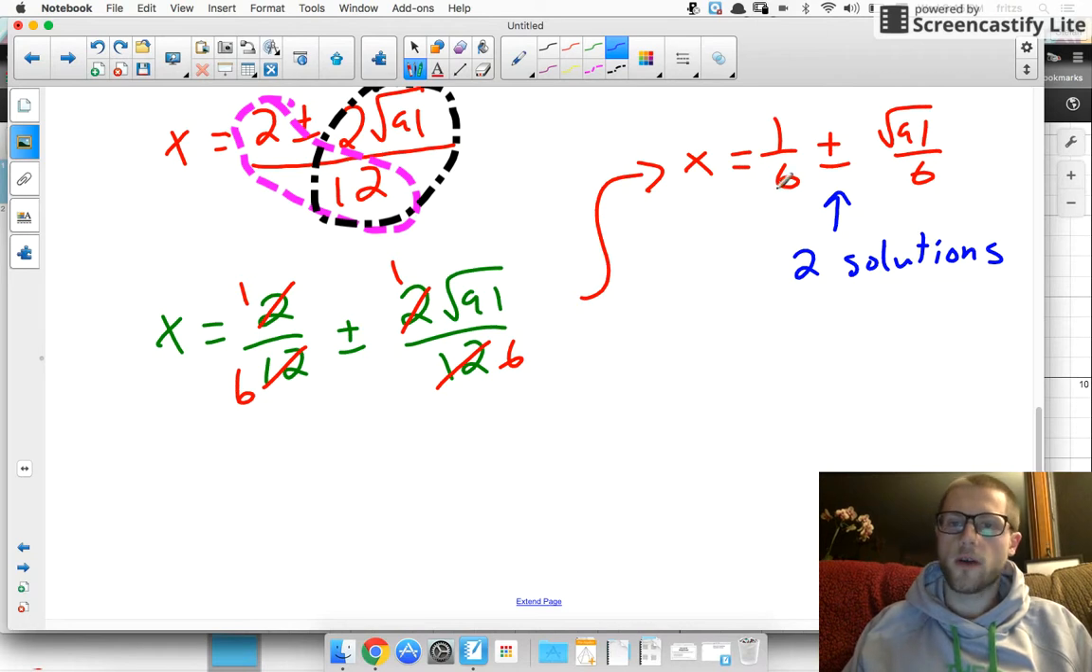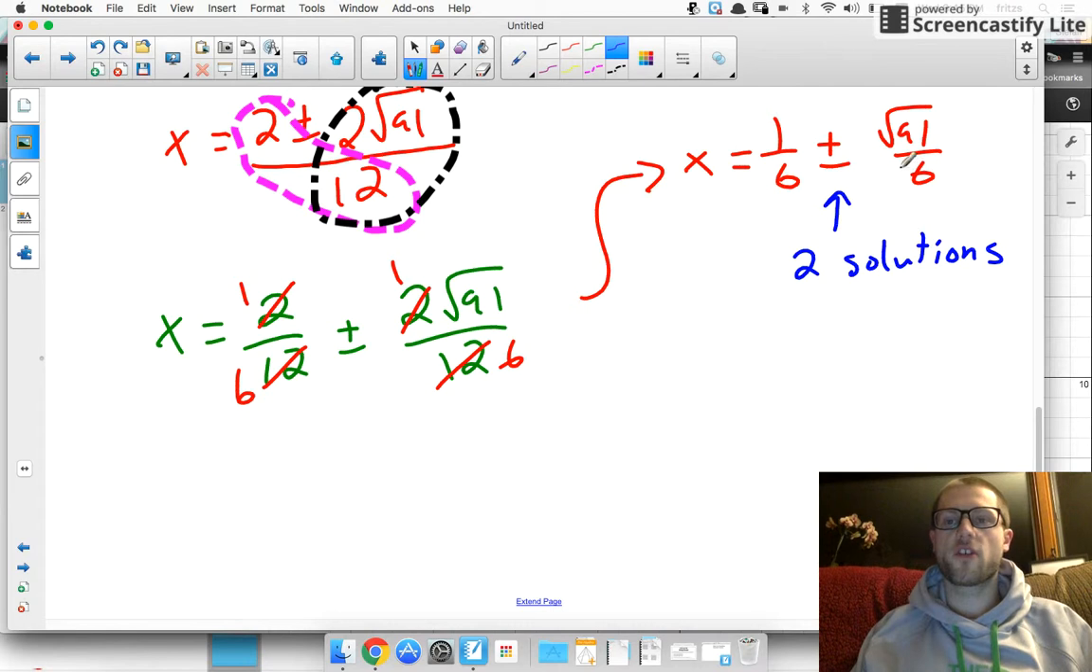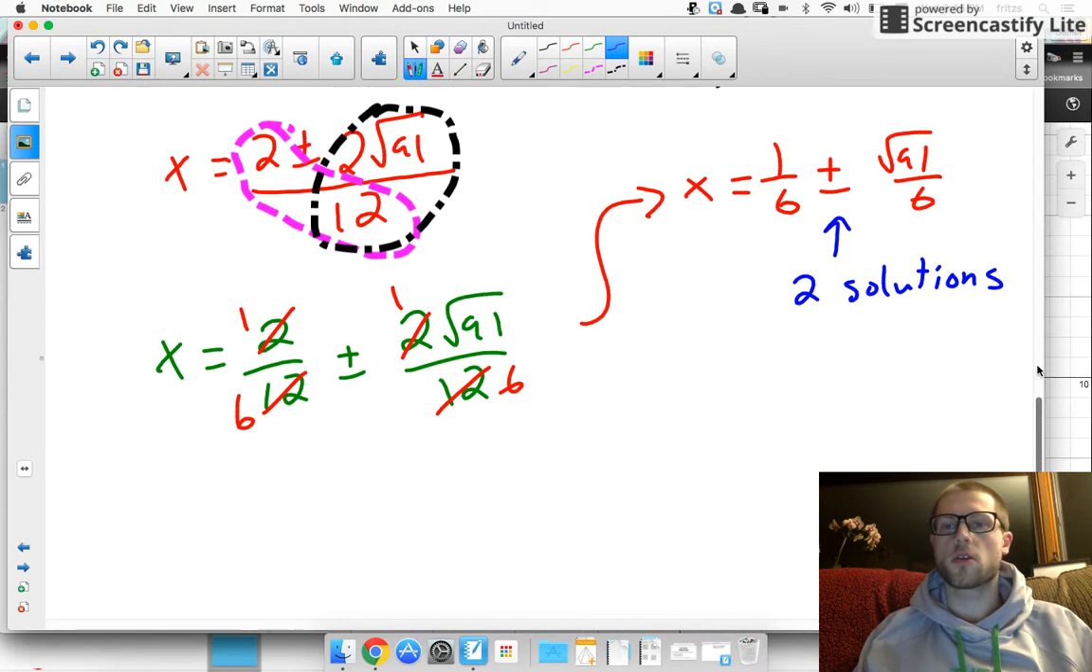As a bonus, I want to show you just how to check this using Desmos.com. So if you're feeling comfortable about getting here, that's great. You can stop the video, move on. But if you want to know how to check this using Desmos, stick with me another minute here.